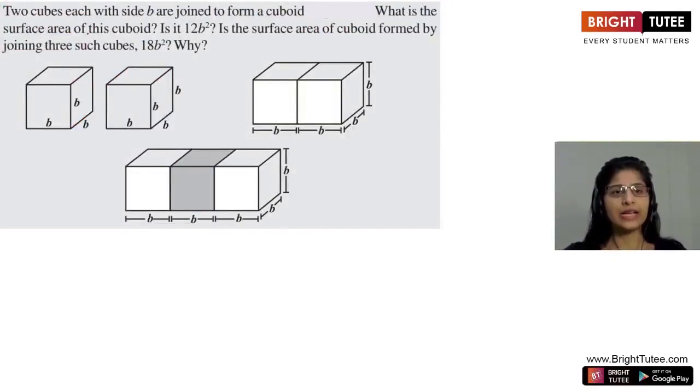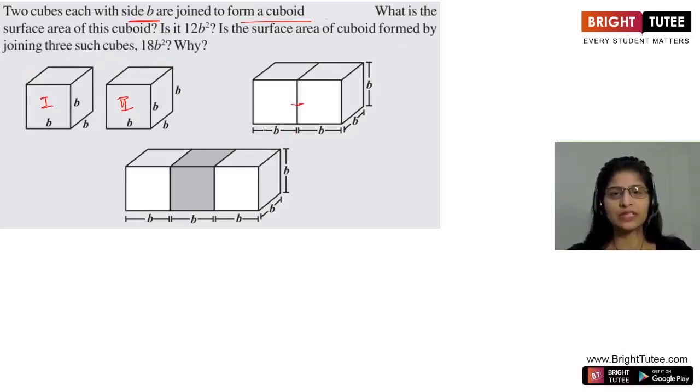Okay, now here is another thing that you need to notice. They are saying 2 cubes with each side B. This is the first cube, this is the second cube, and the side or the length of the edge is B in both of them, right? And they are saying they are joined to form a cuboid. They are joined like this. Here we have joined them and it is forming a cuboid now. What is the surface area of the cuboid? Is it 12B square? Then they are saying, what is the surface area of the cuboid formed by joining such 3 cubes.